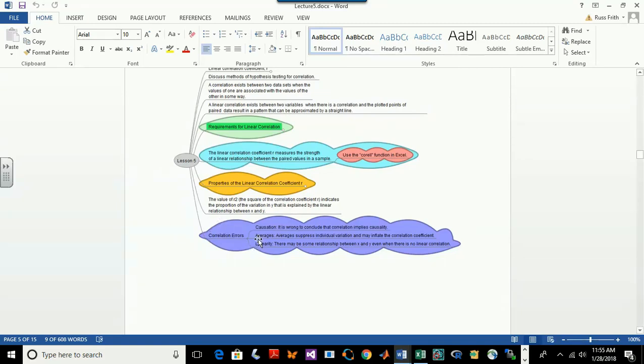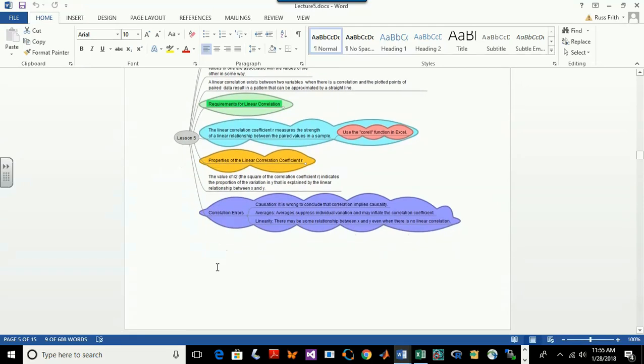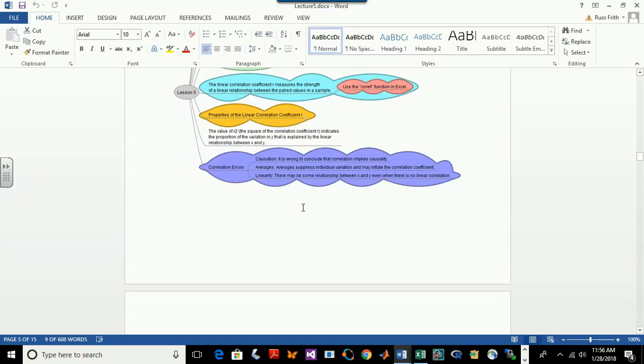Okay, if either of your x or y data values is an average, then that inflates the value of correlation. So don't use average data when computing correlation. And of course, there may be some relationship between x and y even though there is no linear correlation. What this means is, even though you have a statistically significant linear correlation coefficient between the paired data, it doesn't necessarily mean that the data can be modeled by a linear equation. There could be an xy term or a quadratic term in the model for the data. So linearity is not necessarily implied in the data sets.